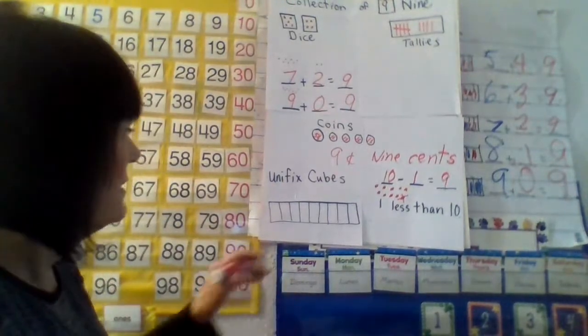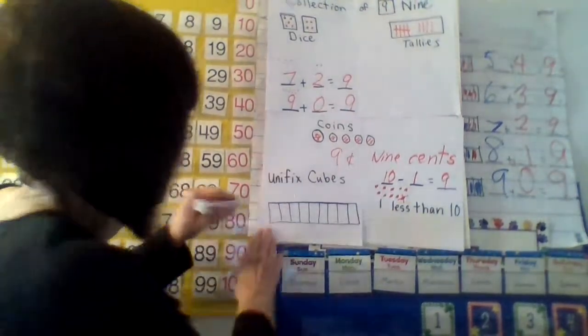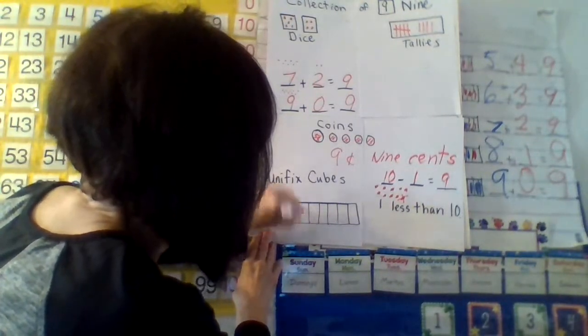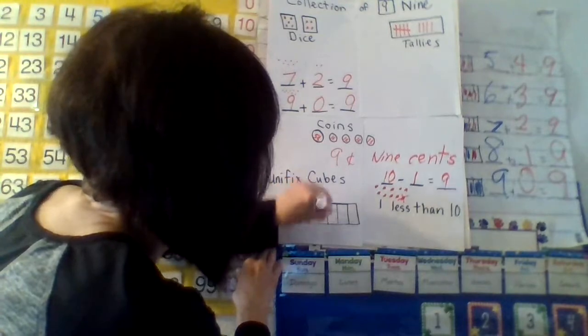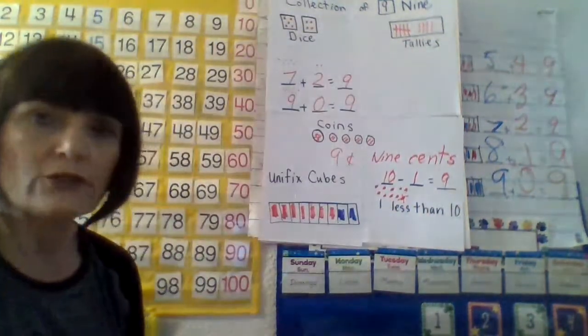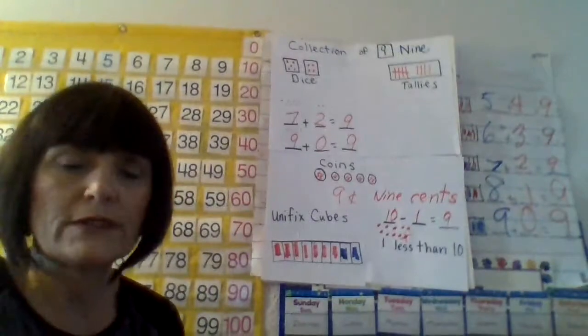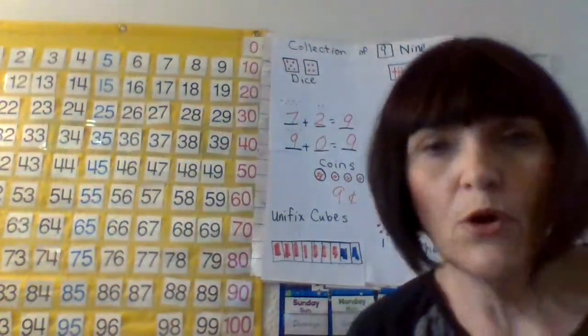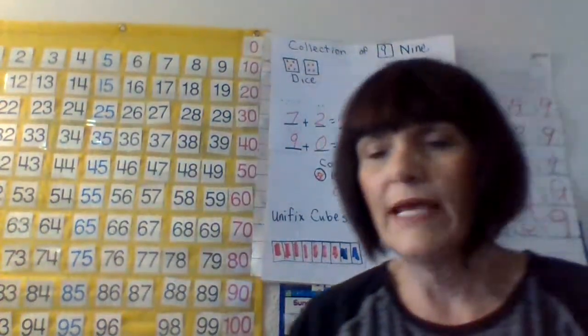Of course. All right, my Unifix cubes. I'm going to pick which one I want. I want 3, 4, 5, 6, 7 red, and 2 blue this time. 7 red and 2 blue. All right, you can do that with all the numbers. We did that quite a bit at school. Remember, I had those posters in my daily 3 math drawer for you to use to do this with.